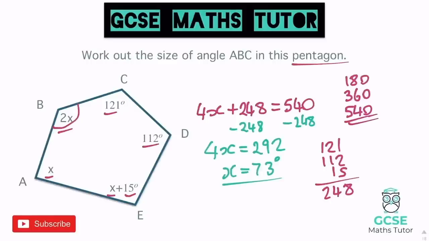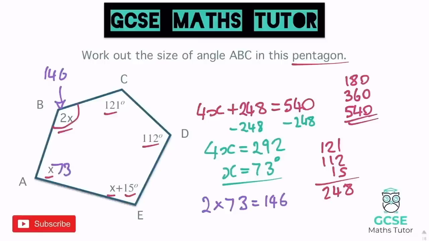I'm not quite finished the question here because it does say if I work out the size of angle ABC. Now the size angle ABC here is 2x, so 2 lots of 73, 2 lots of x is 146 degrees. So that one there would be 146. Again, we could work out any of these, we would know that that one now is 73.